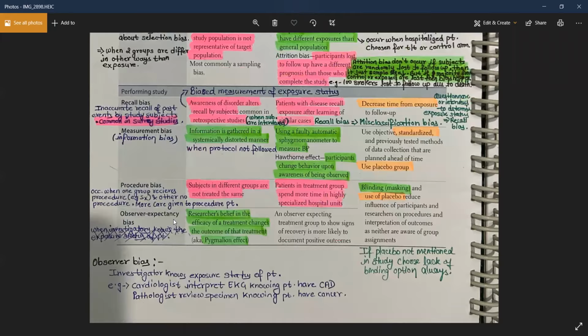Okay, and yeah, so that's about the placebo effect and the blinding. Okay.